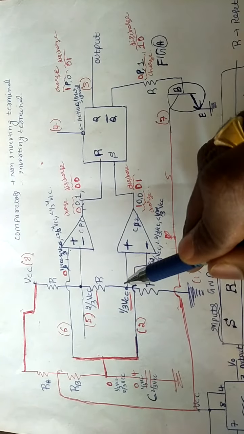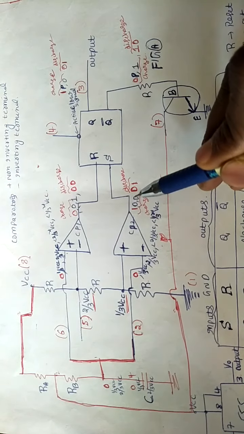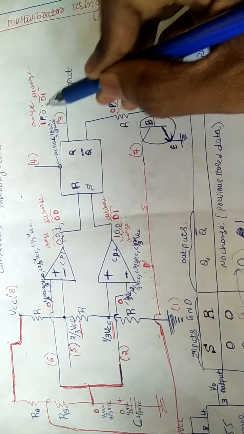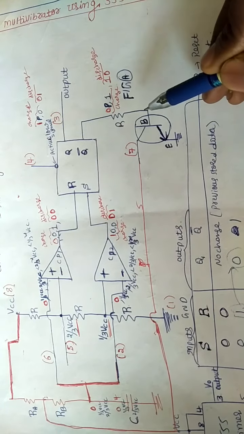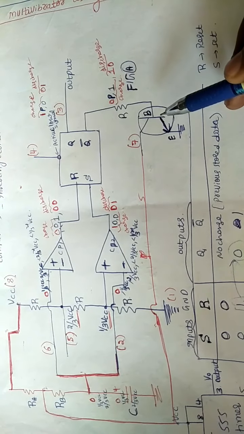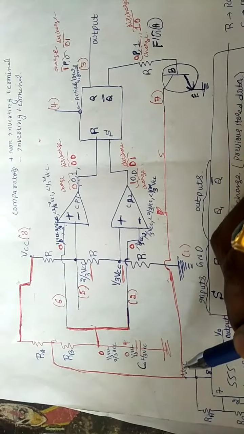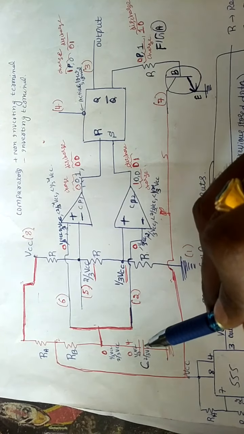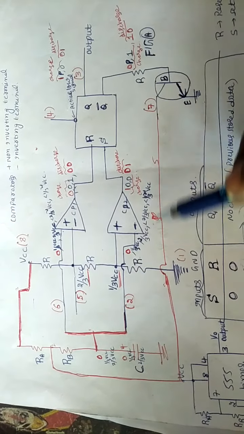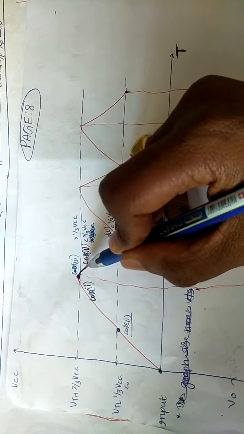Here you have 2/3 VCC, 1/3 VCC. Inverting is greater than non-inverting, so the output is 0. Reset is 1, set is 0. Therefore the output is 0. This will be 1. If you get base 1, then this transistor enters into the saturation region. When it enters into the saturation region, whatever charge you have in the capacitor will start to discharge through this path, through RB. Therefore for case 3 it will start to discharge.